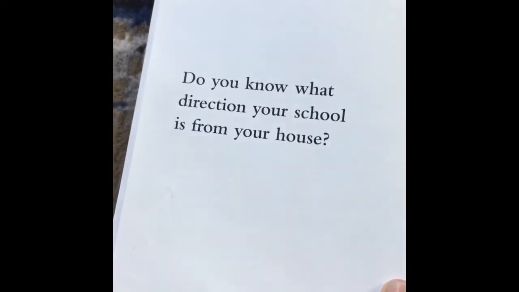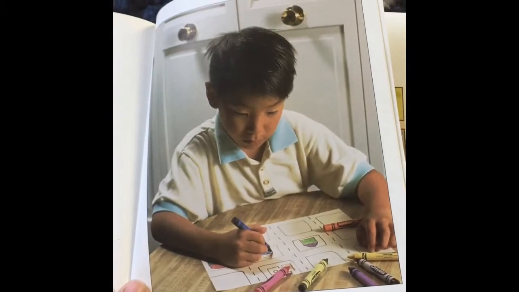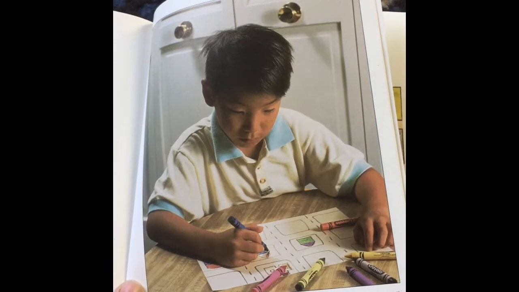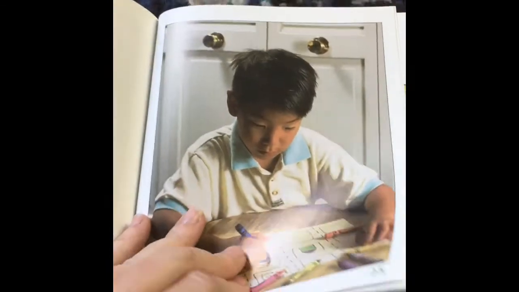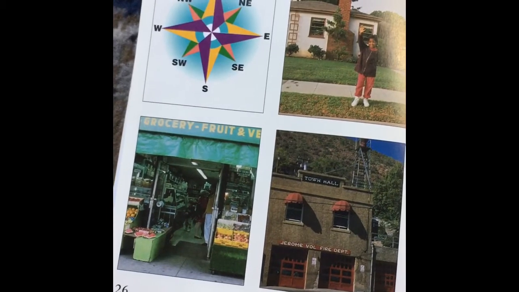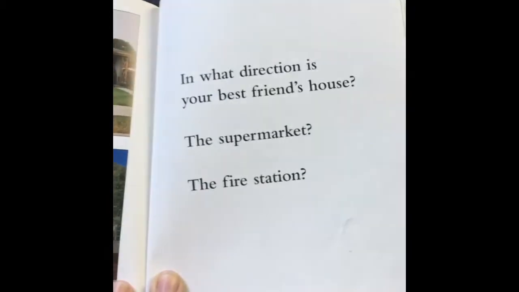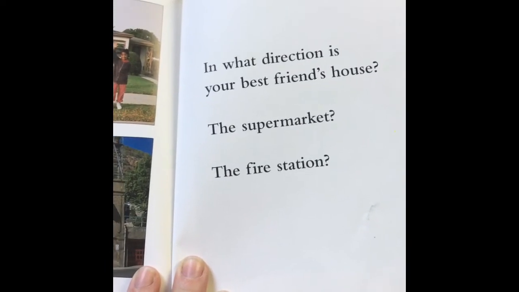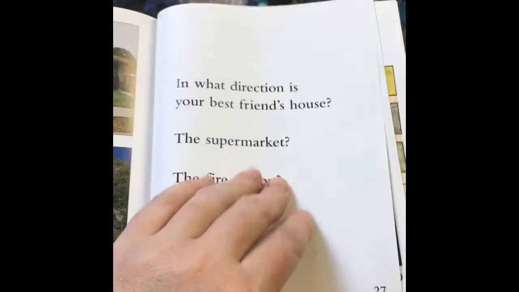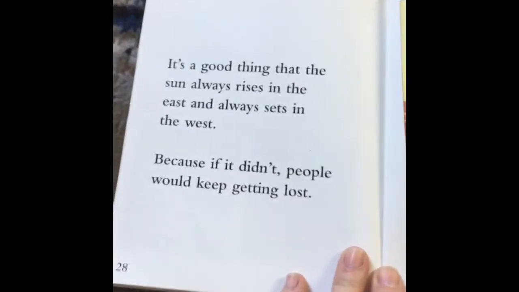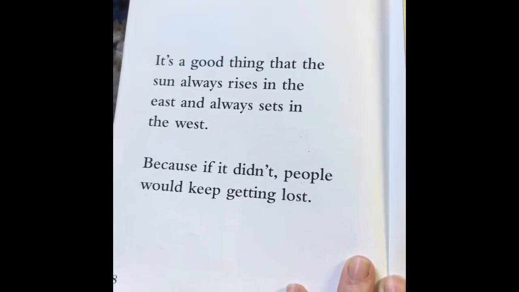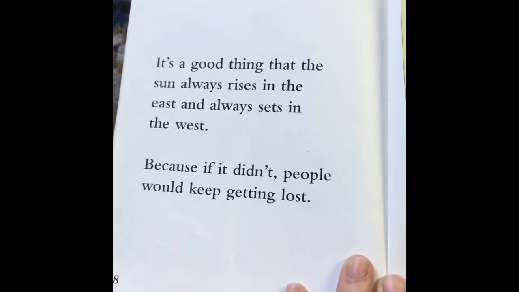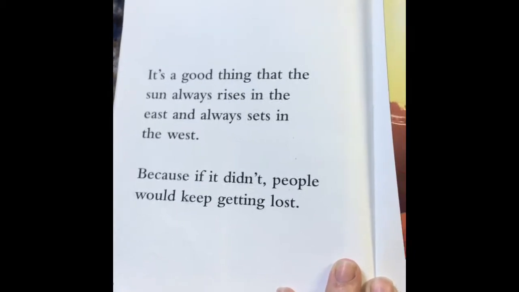Do you know what direction your school is from your house? In what direction is your best friend's house? The supermarket, the fire station. It's a good thing that the sun always rises in the east and always sets in the west, because if it didn't, people would keep getting lost.